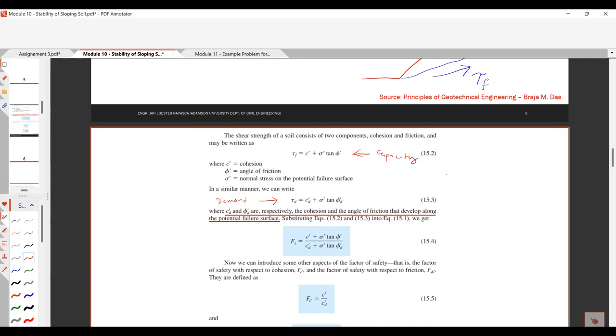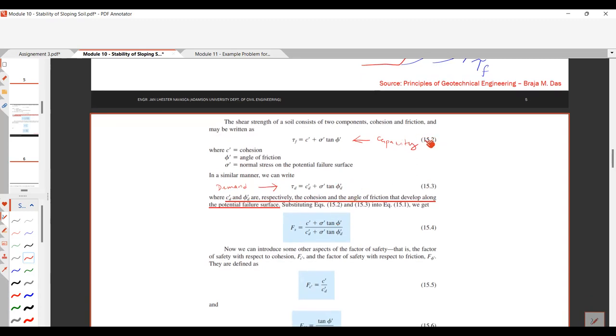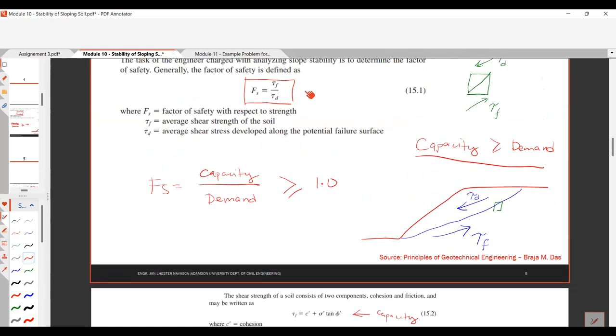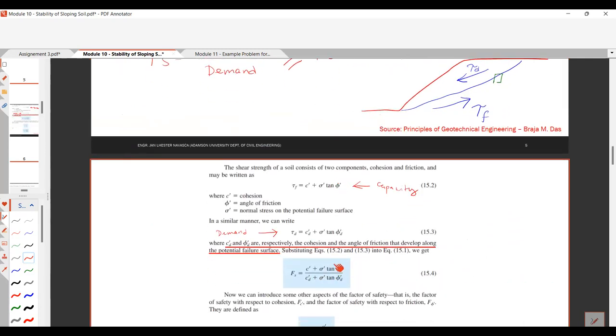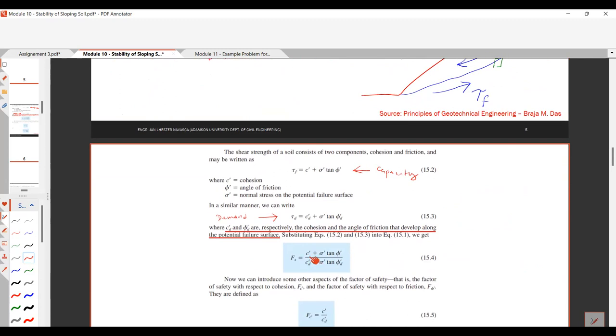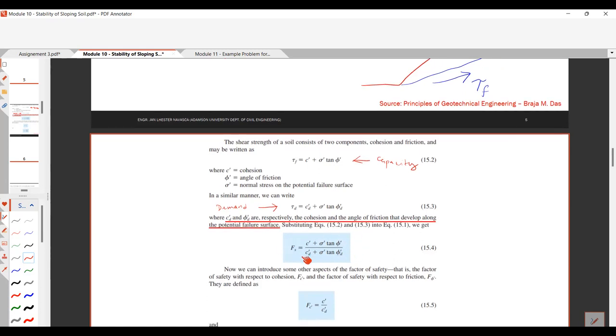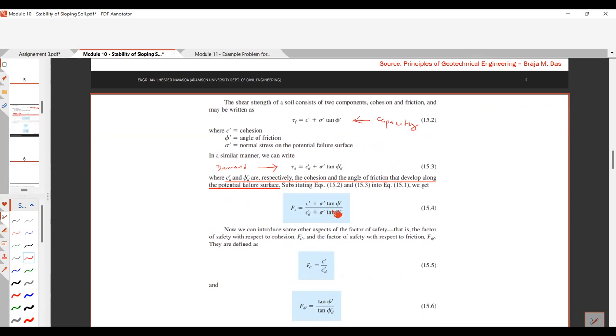Okay, so again, everything with the subscript D is developed along the potential failure surface, or we can also think that D is the demand. So let's substitute equations 15.2 and 15.3 into the general formula of the factor of safety. We take equation 15.2 over 15.3, and the factor of safety against sloping soil is c prime plus normal stress times tangent phi, over c prime sub d plus sigma times tangent phi sub d. This will be your other equation for the factor of safety.